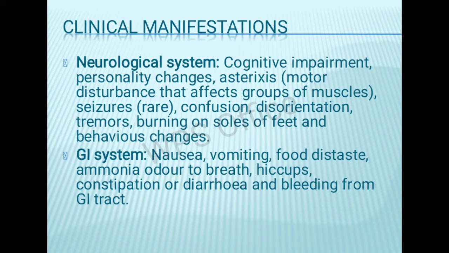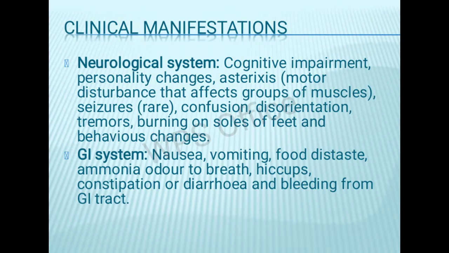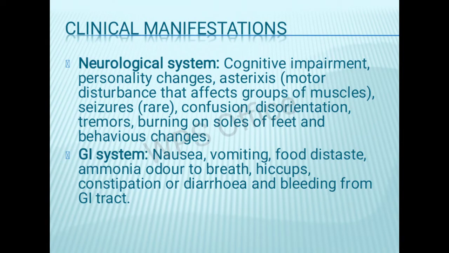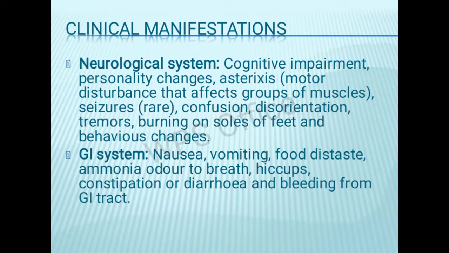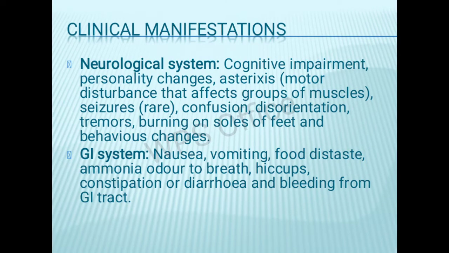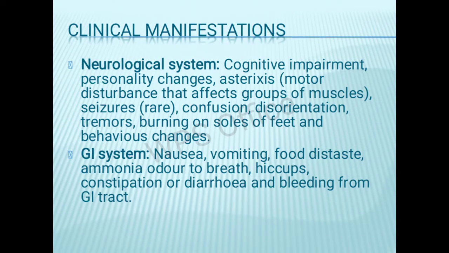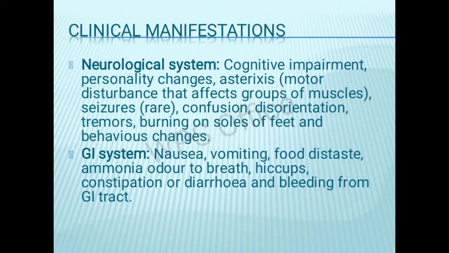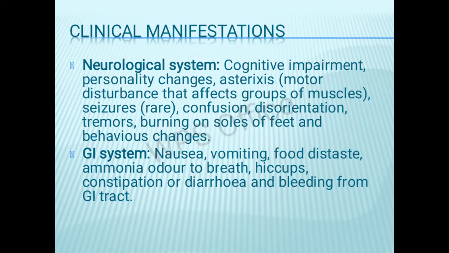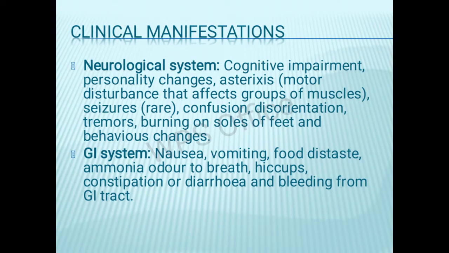In the GI system, nausea, vomiting, then mainly food distress will be there because there will be ammonia odor in the breath. Due to this, the person will experience metallic taste in the food. Okay, then mouth ulcerations and bleeding might also be there. Anorexia, loss of appetite, then hiccups, constipation, diarrhea, and bleeding from the GI tract.